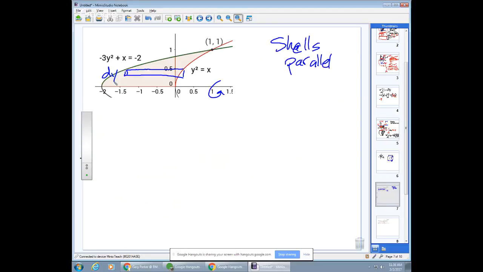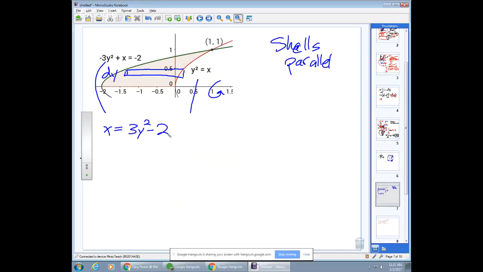Okay. So for each of these, I should rewrite them. So this one right here, that's going to give me x equals plus or minus the square root. Let's see, I stated that backwards. Oh no, that one's already the way I want it, isn't it? Let me undo that. I'm thinking backwards here. I already have that one. x equals y squared. The other one, that's not going to be bad, right? I just add that 3y squared to the other side. And so for the other one, I'm going to get x equals 3y squared minus 2.